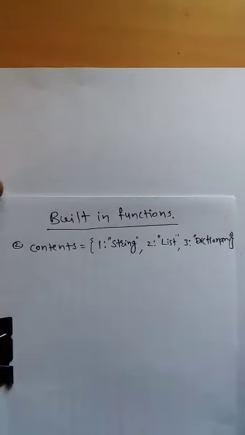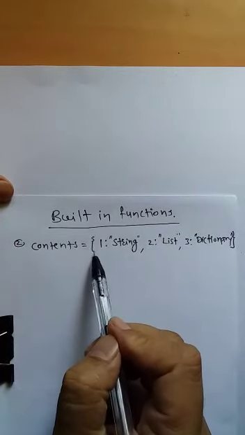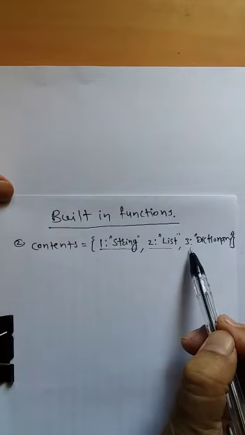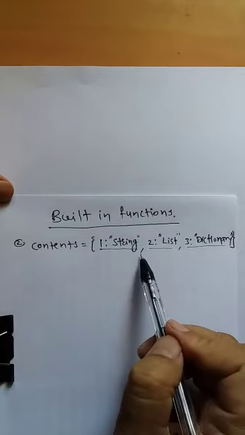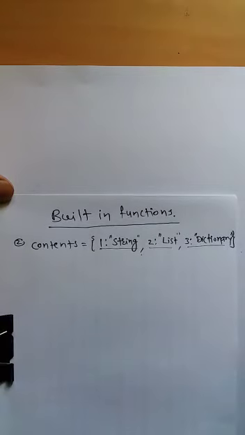Another way to create a dictionary: when you are creating it, at that time itself we write the key value pairs inside the curly braces separated by a comma. So this is the other way to create and initialize a dictionary.